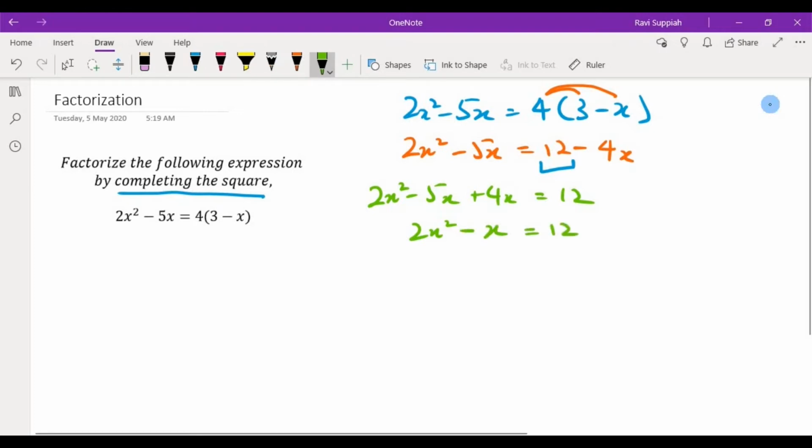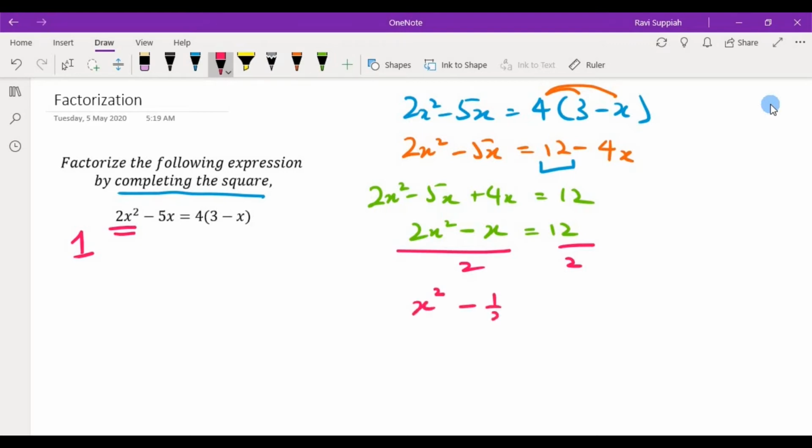Now, to complete the square, there's a very important criterion, which is that the coefficient of x squared must be equal to 1. Currently it is 2. So what I need to do is divide the left hand side by 2 and the right hand side by 2. All right, so what I have here is x squared minus half x equals 6.